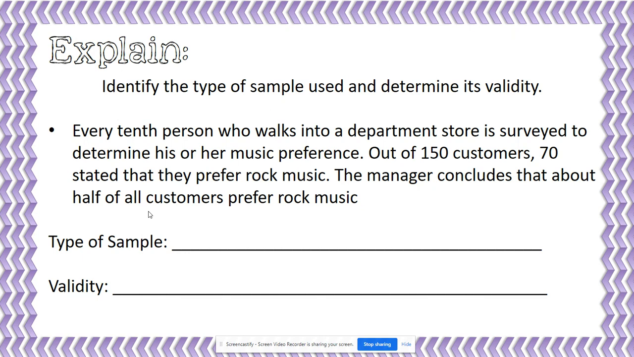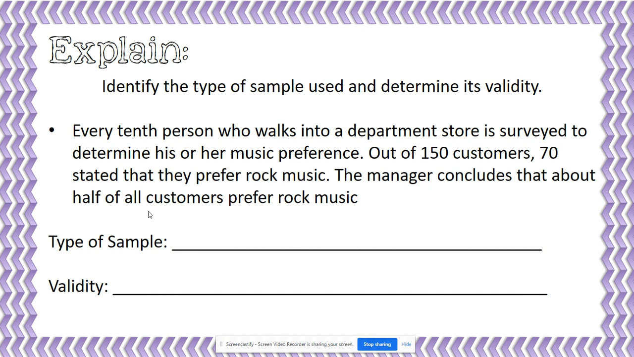Next, I see that every 10th person who walks into a department store is surveyed to determine his or her music preference. Out of 150 customers, 70 stated that they prefer rock music. The manager concludes that about half of all customers prefer rock music. For this survey, it seems as if the manager wanted to know about the customers at the department store and what type of music they preferred. The manager chose every 10th person who walked into the store.